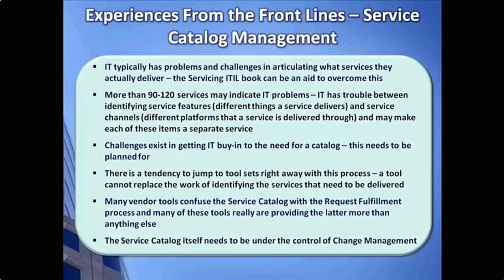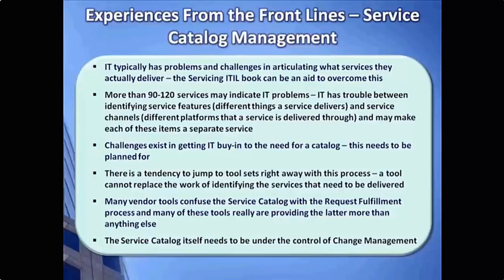But again, the challenge here is articulating what are the services, what is a service, what are the services that the business will get, how are those services going to be packaged in a manner that is attractive to the business and that they truly understand what they're getting. If you go through this exercise and you have more than 90 to maybe 120, 130 services, you may be over-architecting your solution here.